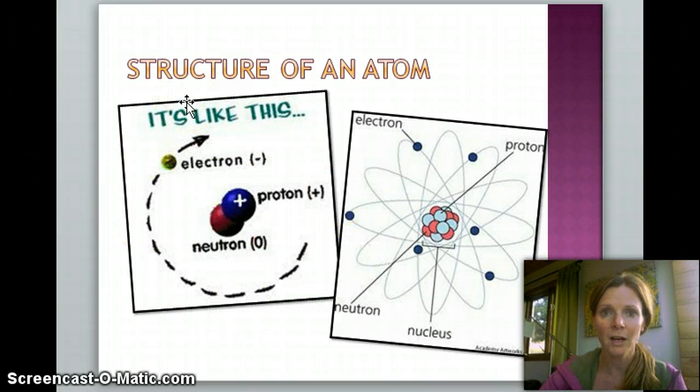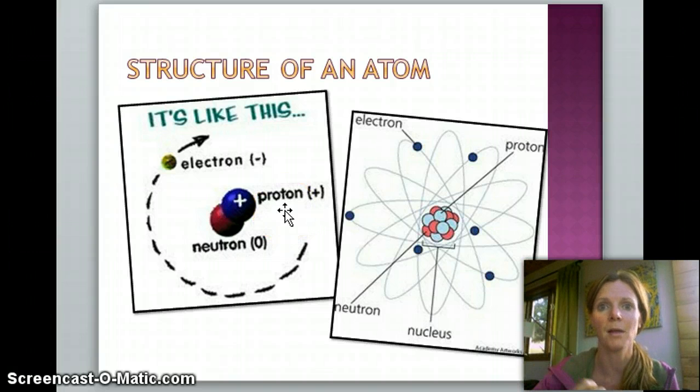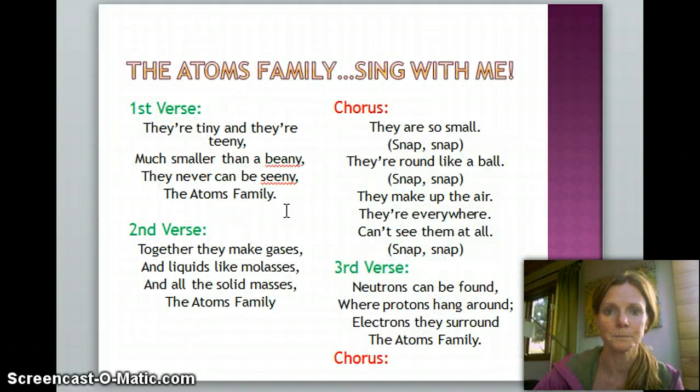When we talk about the periodic table and you start looking at the elements, every element has a different number of protons. The protons are what make up the atomic number, and ultimately what make up that particular element. We'll be looking at that a little bit more as well.